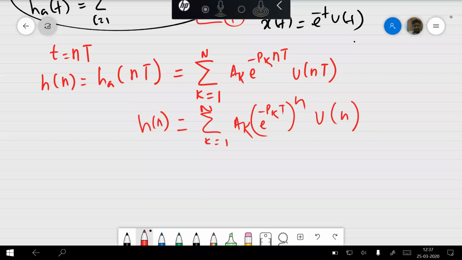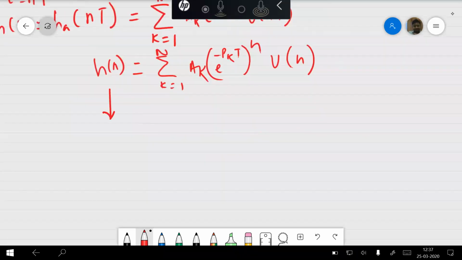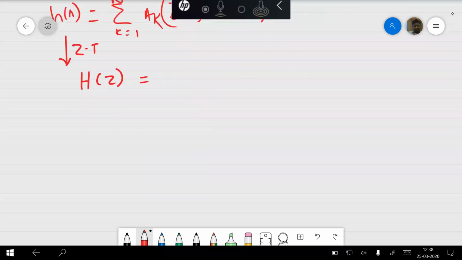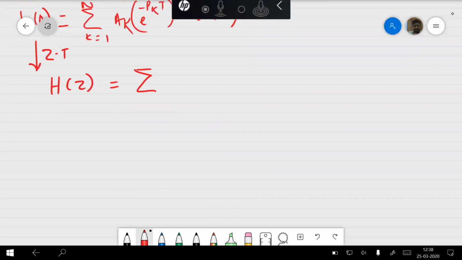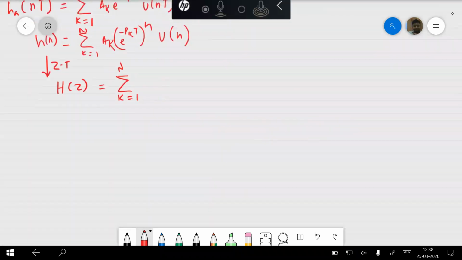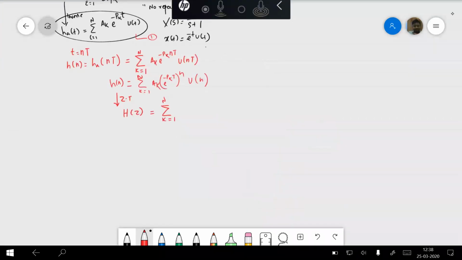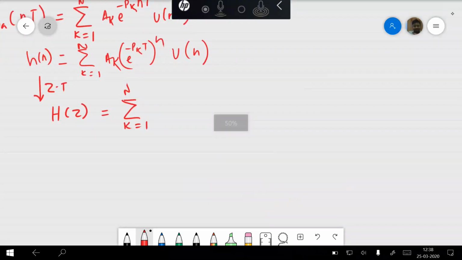Now if I apply the z transform upon it, what am I going to get? I will get H of z, which is equal to summation k equal to 1 to capital N, ak.